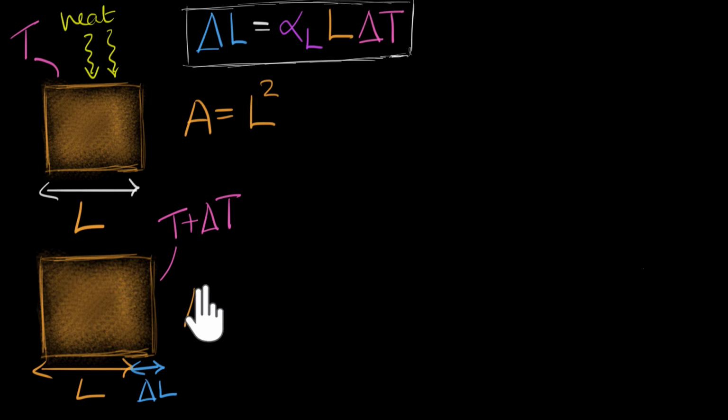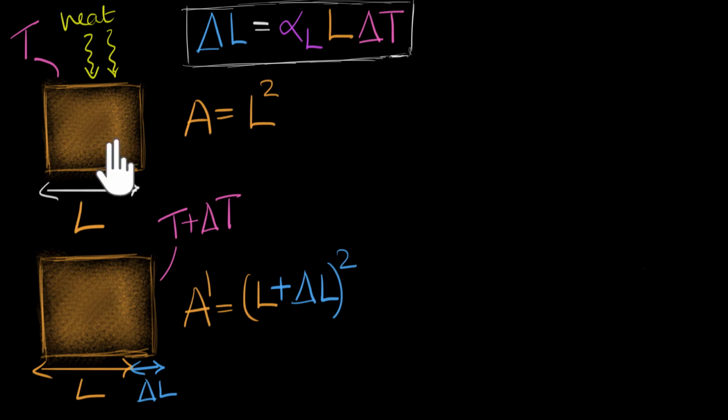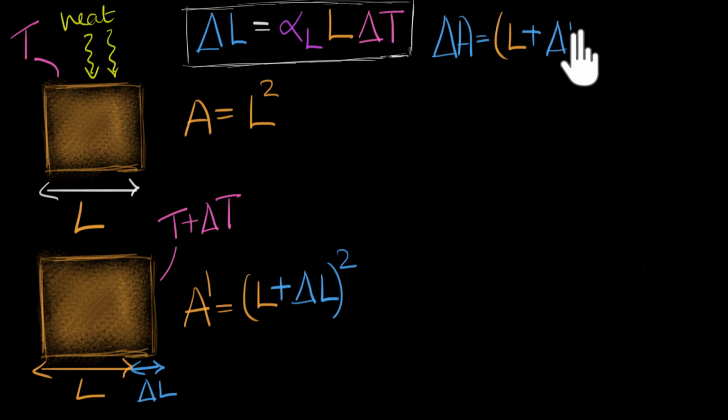Well, the final area, let's call it A dash, would be the final side length squared, right? So what's the side length now? Well, it is L plus delta L. So it would be L plus delta L, the whole squared. And now to calculate the change in the area, we just have to subtract these two. So the change in the area, we'll write that over here, is going to be the final area, L plus delta L, the whole squared, minus the initial area, and that is just L squared.